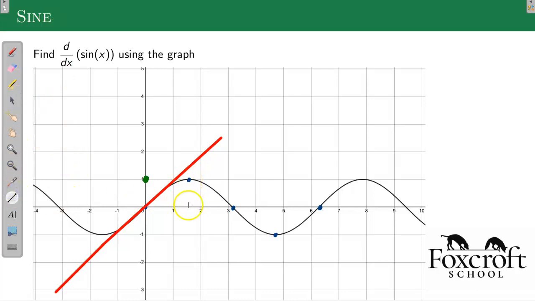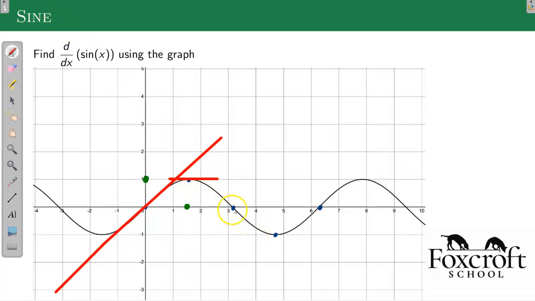For sine at pi over 2, this local maximum here will have a horizontal tangent. And horizontal tangents have a slope of 0. So its derivative is going to have a value of 0 there.